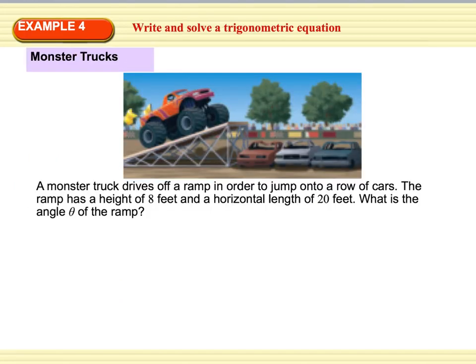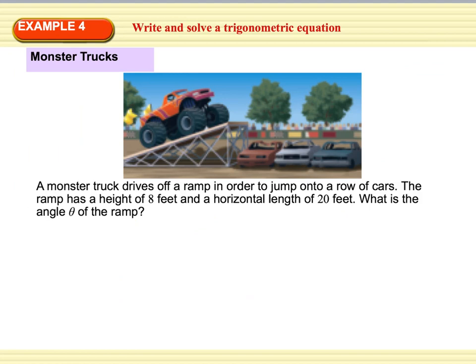And now for our final problem of the day, it says that a monster truck drives off a ramp in order to jump onto a row of cars. The ramp has a height of 8 feet and a horizontal length of 20 feet. We want to find the angle theta of the ramp.